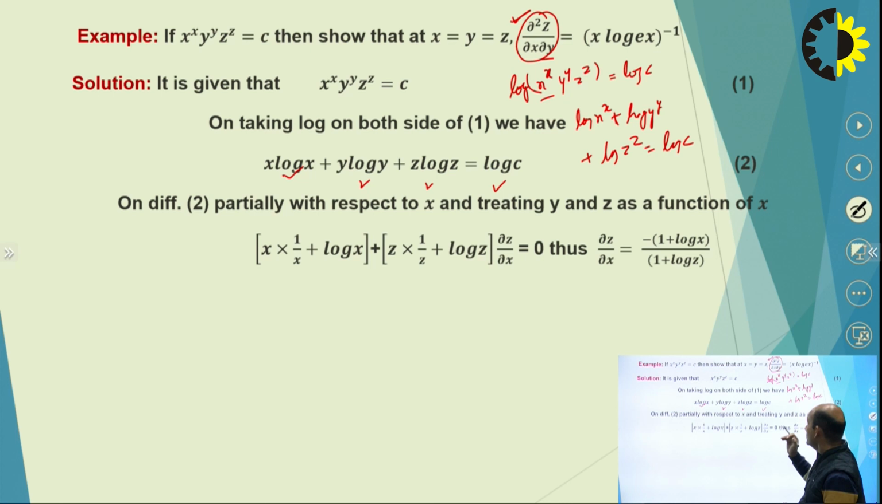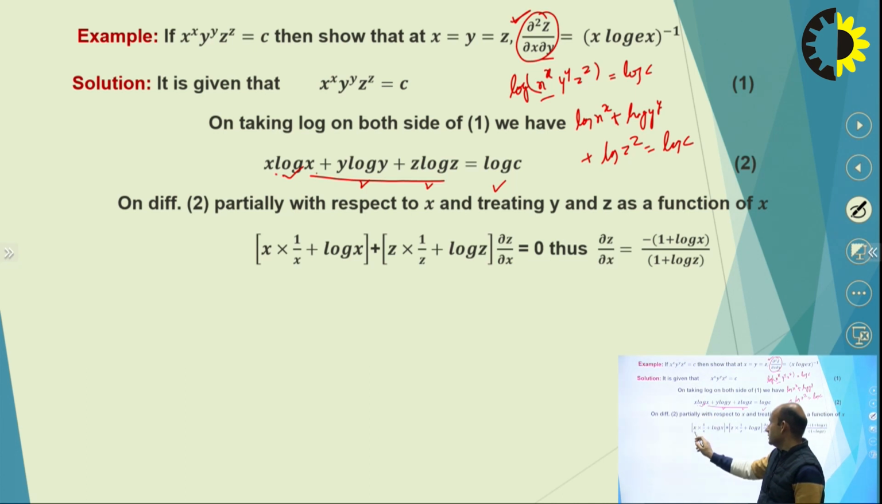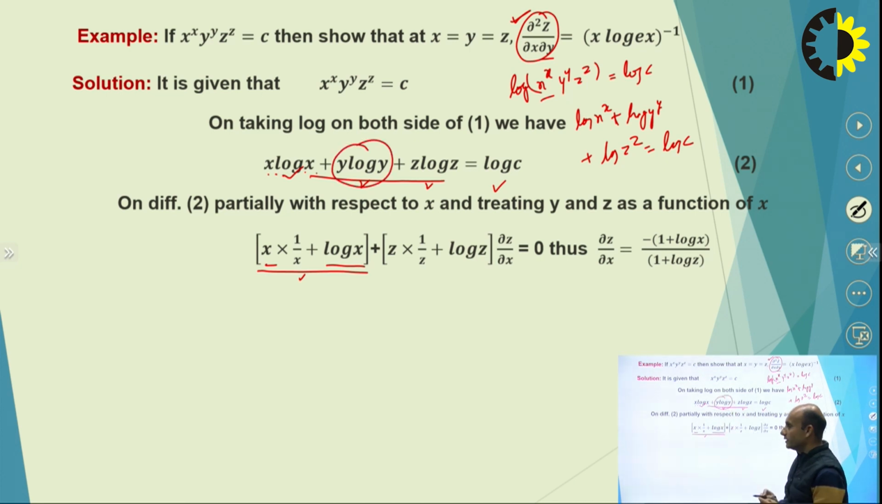So if we differentiate this function with respect to x partially, this whole term, then first we have x as it is, and the differentiation of log x is 1 upon x, plus logarithm of x, and the differentiation of x is 1 here. This is the differentiation of the first function, and the second term will be 0 here, because x and y are independent and we are differentiating partially with respect to x.